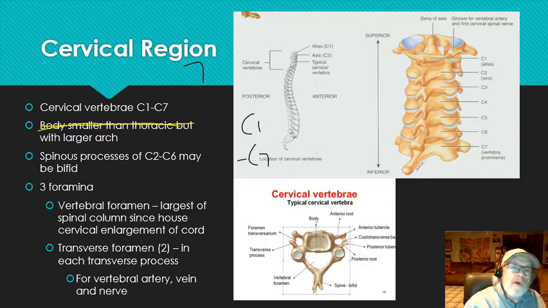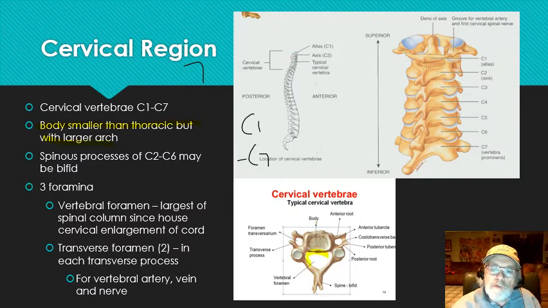The body is smaller. My pen's not working quite right here. The body is smaller than the thoracic, but they have a bigger arch. Makes sense that the vertebral frame is bigger here.